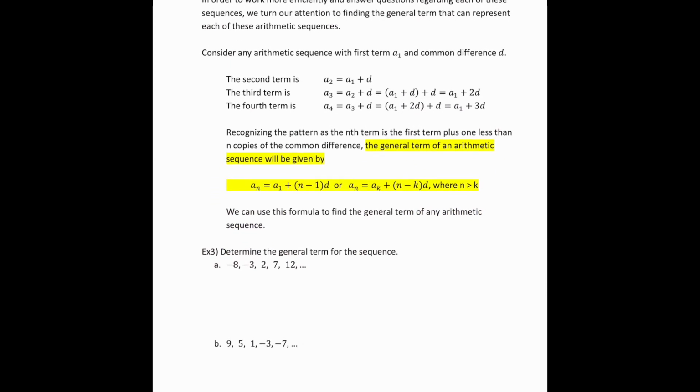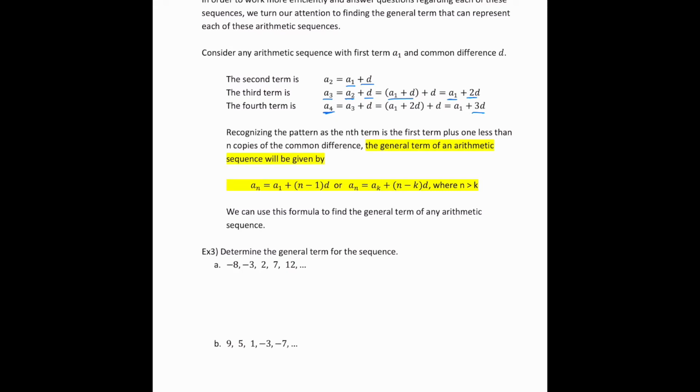In order to work more efficiently and answer questions regarding each of these sequences, we turn our attention to finding the general term that can represent each of these arithmetic sequences. Consider any arithmetic sequence with the first term a sub 1 and common difference d. The second term is always adding d to the first term. The third term means the second term plus d. But the second term is the same as a sub 1 plus d. So if you simplify, there's a sub 1, but now you have 2d. For the fourth term, now you have 3d. For the fifth term, you have 4d.